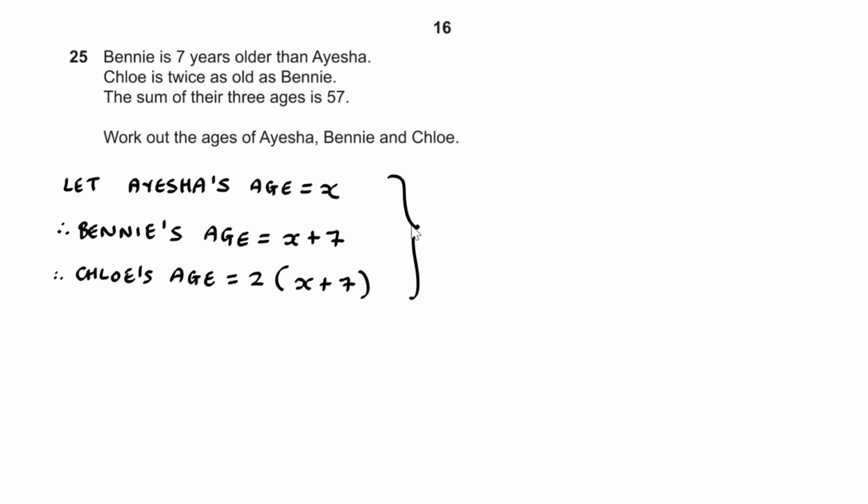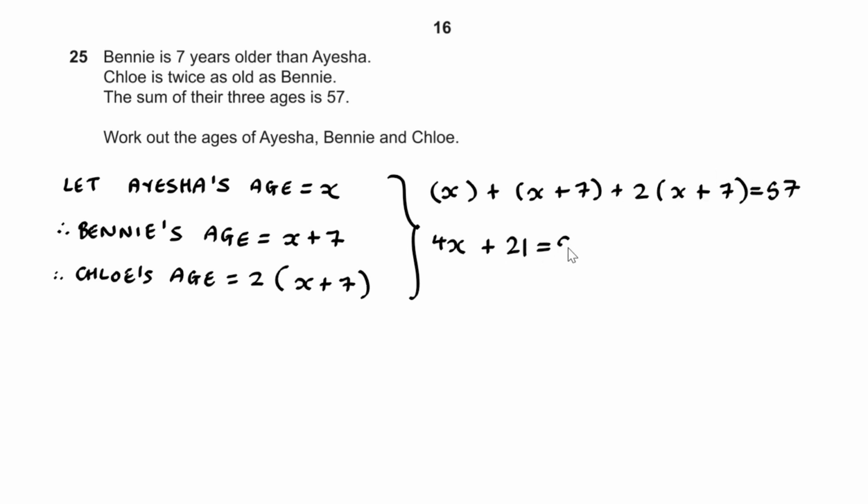And what we were told is that the sum of their ages is 57. So we've got x for Aisha plus x plus 7 for Benny plus 2 lots of x plus 7 for Chloe. We get a total of 57. So we've got x plus x plus 2x, so that's 4x. So we've got 4x plus 7 plus 14, so that's 21. This is equal to 57.